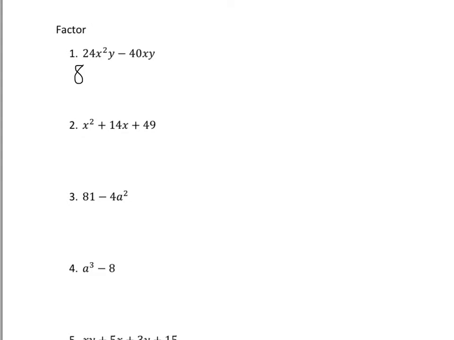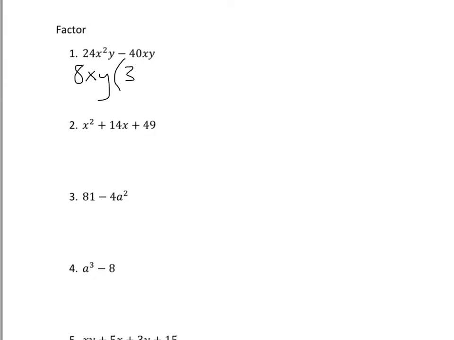Okay, 8 would be the greatest common factor between the coefficients, x and a y. So 8xy should be what you came up with for the greatest common factor. Now, basically what's happening here is you take that xy out of this polynomial, that 8xy, and what you write inside is whatever's left. So if you take 8 out of 24, you're left with 3.